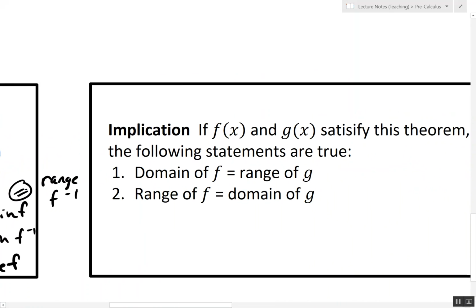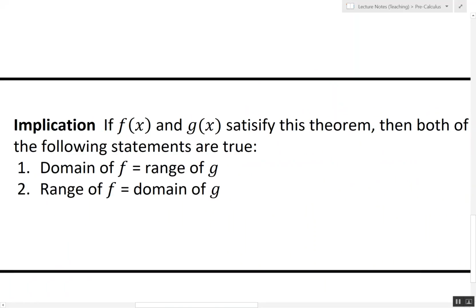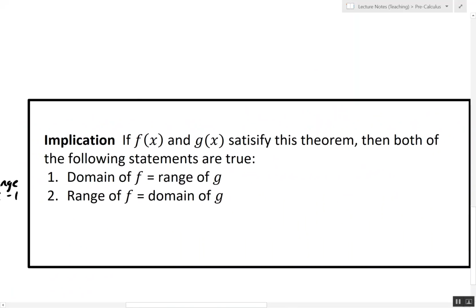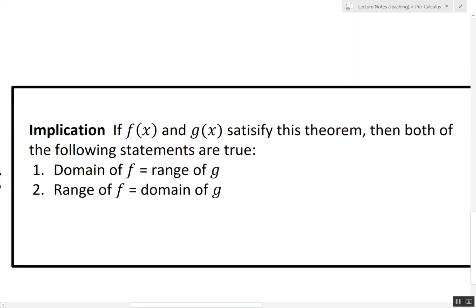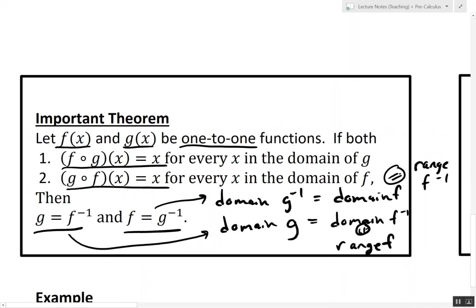And so this leads to this implication right here. We can read this as: if f and g both satisfy the theorem I just had up, then the domain of f must be the same as the range of g, and the range of f has to be equal to the domain of g. So if you have two functions that are inverses of each other, the domain of one function is the range of the other, and vice versa. And that's going to be an important fact, because we're going to see an example where if you were just to consider conditions 1 and 2, you might conclude that they are inverses when in fact they are not.